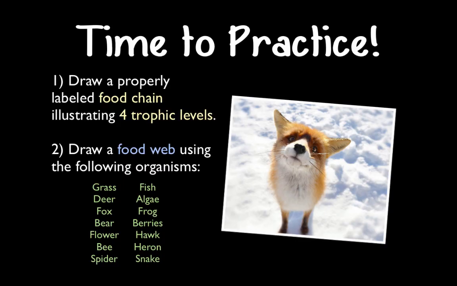Also, some more practice that you need to do. The first there is to draw a properly labeled food chain illustrating 4 trophic levels. And the second question there is to draw a food web using the following organisms.